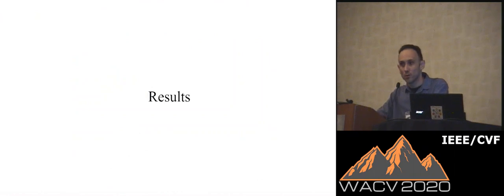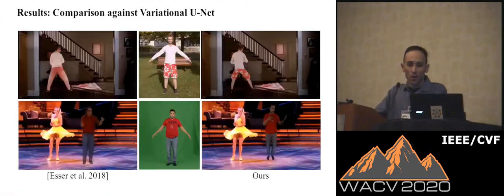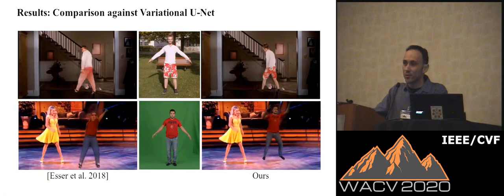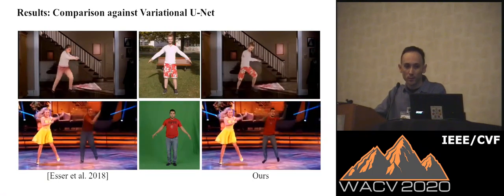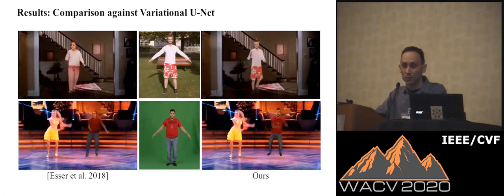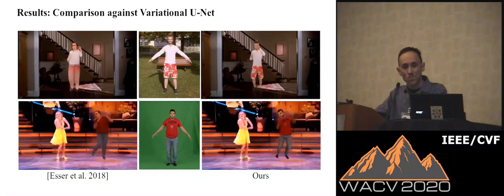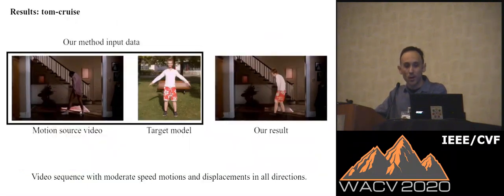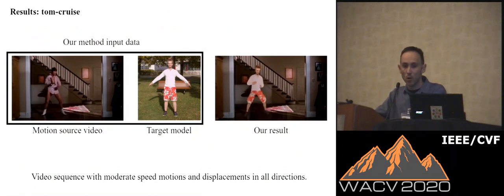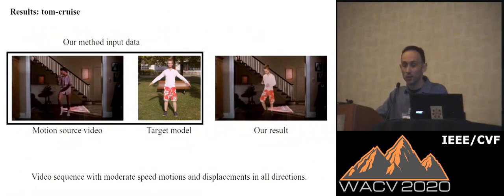So in the following, some qualitative results. Here a comparison against the variational U-net on the left and our result on the right. And in this video sequence, we have a moderate speed motion and also displacements in all directions.